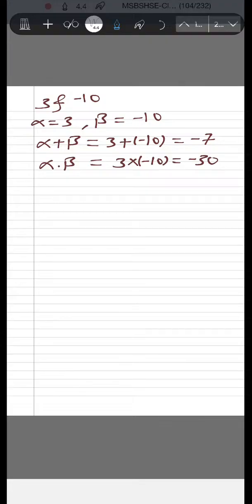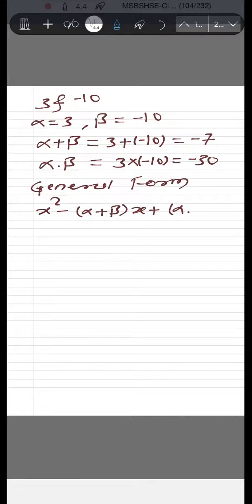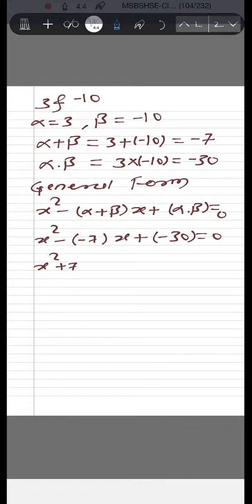Okay, we all know the general form. What does the general form say here? The general form says x square minus (alpha plus beta) x plus alpha dot beta equal to 0. So simply, x square minus (minus 7) x plus alpha dot beta, which is minus 30, equal to 0. So x square plus 7x minus 30 equal to 0.